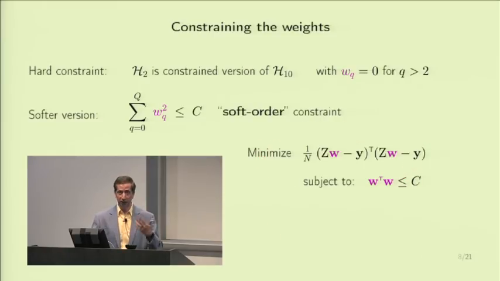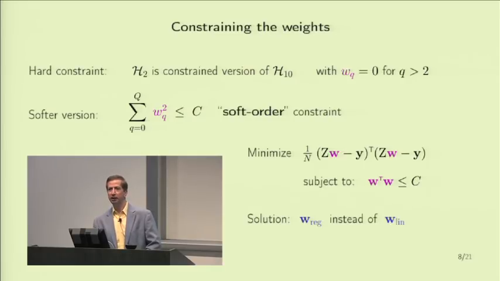Now when you solve it, however you do that, we are going to call the solution W reg for regularization instead of W lin for linear regression. And the question is, what happens when you put that constraint? What happens to the old solution, which is W lin, given W reg? Which one generalizes better? What is the form for each, etc.?